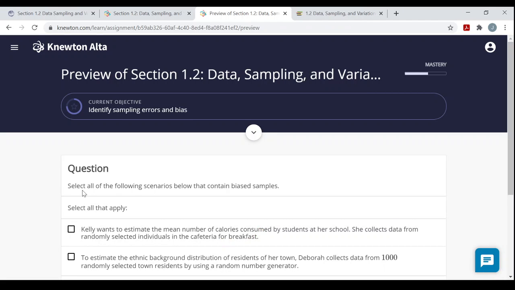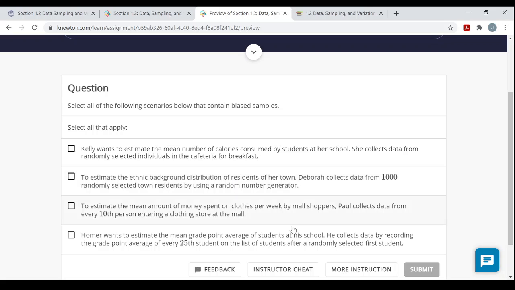All right. Again, the same objective. Select all the following scenarios that contain biased samples this time. Kelly wants to estimate the mean number of calories consumed by students at her school. She collects data from randomly selected individuals in the cafeteria for breakfast. Just the individuals in the cafeteria for breakfast. Not everyone goes to breakfast. Maybe they eat it before they come to school. I'd say this was a biased sample. Not everyone has the same chance of being selected.